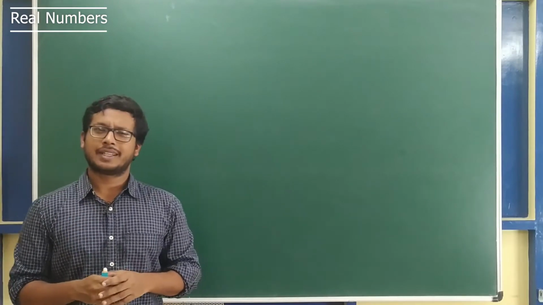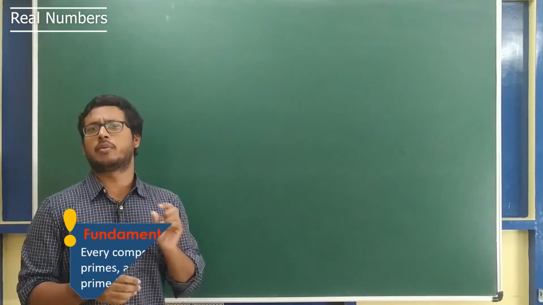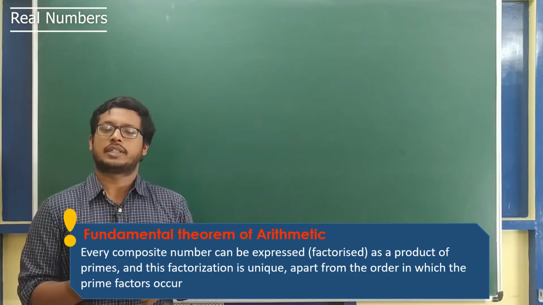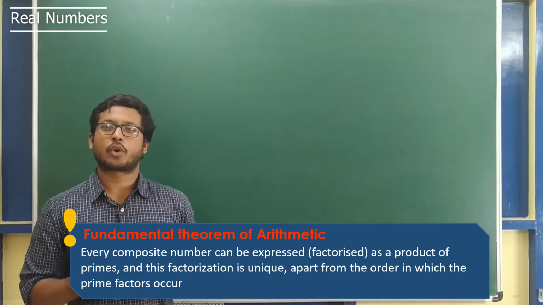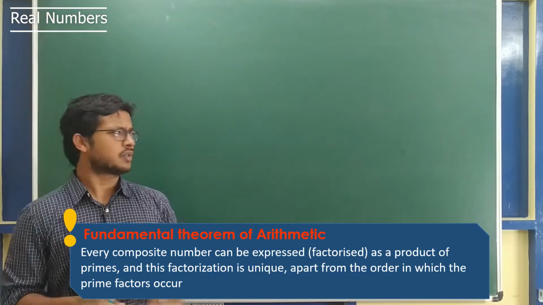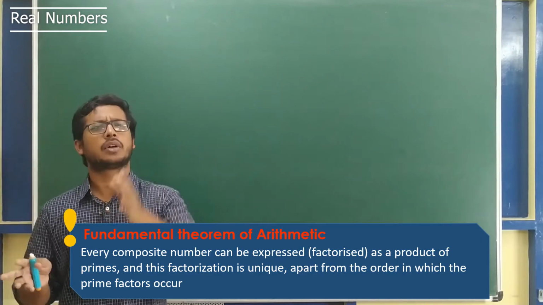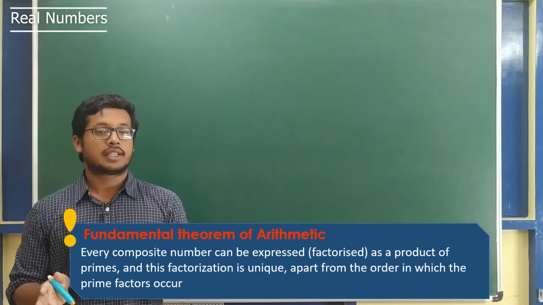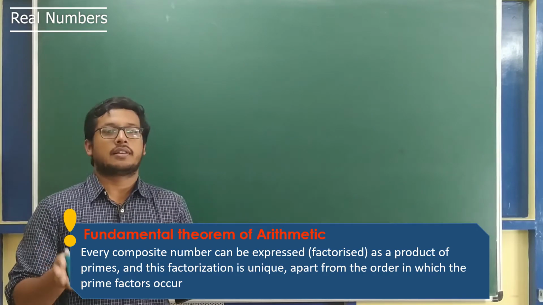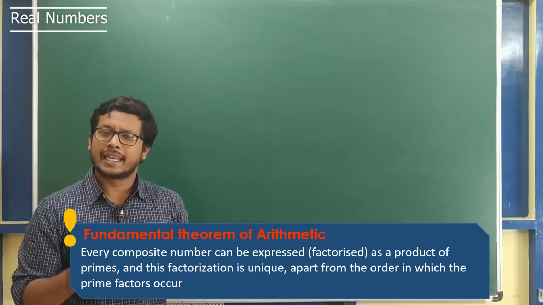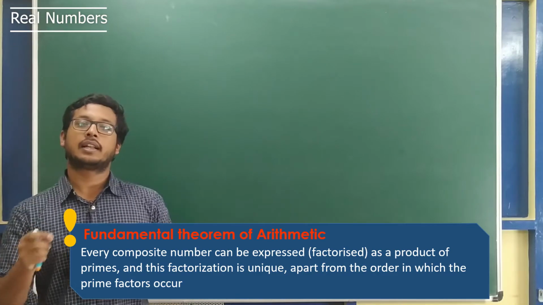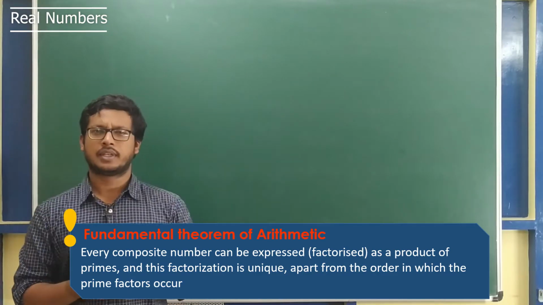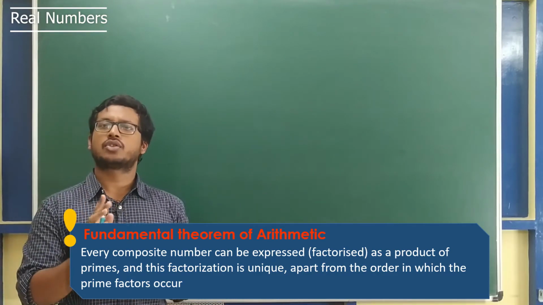The fundamental theorem of arithmetic states a very simple thing. Any composite number, you take any composite number, can be written as a product of primes. We have already done this one. We do prime factorization. You take any number, you do prime factorization, you get a product of prime factors. So essentially that is the fundamental theorem of arithmetic. You take any composite number, it can be written as a product of primes, and this product of primes is always unique.